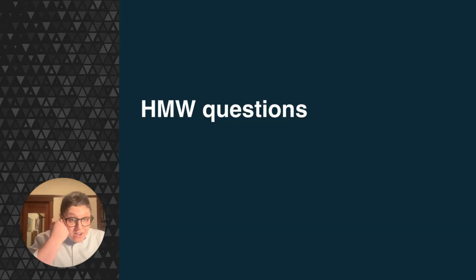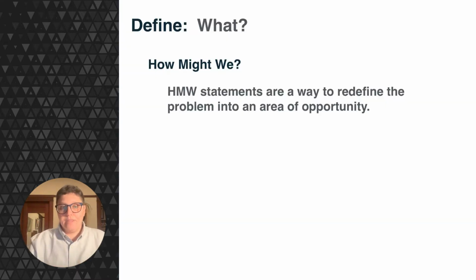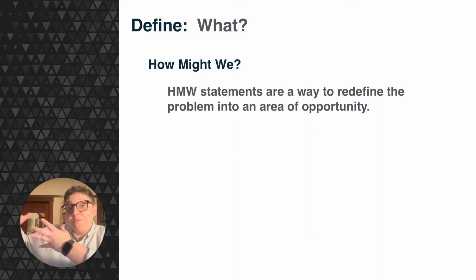From there, now we're on to week 4, and the first thing you're going to do is move from a point of view statement to how might we questions. How might we questions are a way to redefine the problem into an area of opportunity. So we go from a need statement or a problem statement into an opportunity statement.